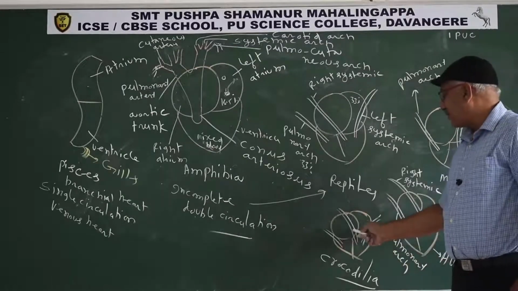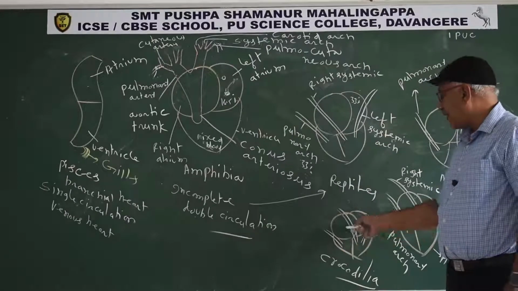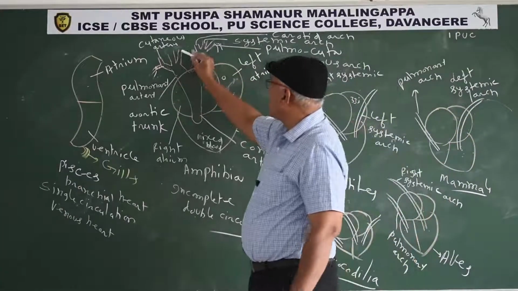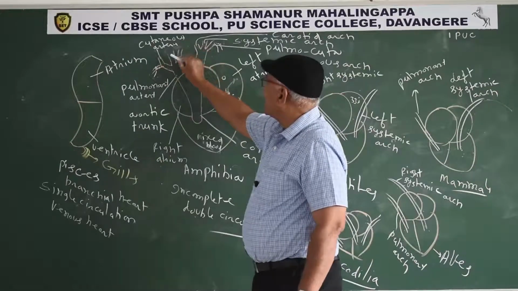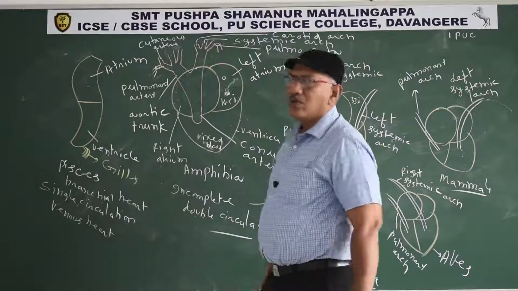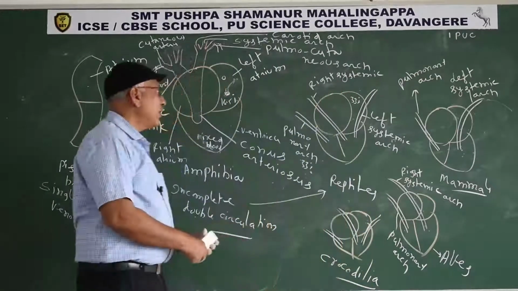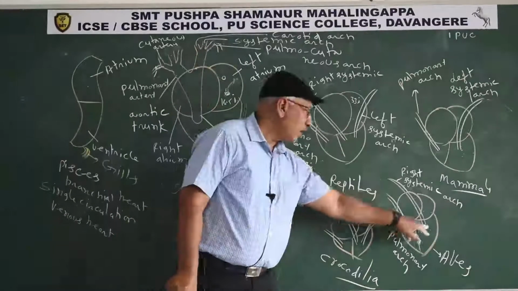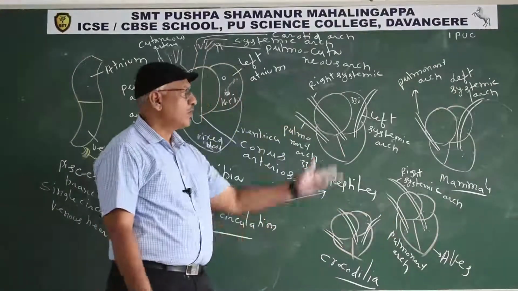In reptiles, three arches are present, pulmonary and two systemic arches. In amphibia, six arches are present: a pair of carotid arches, a pair of systemic arches, and a pair of pulmocutaneous arches. So the number of arches in amphibia is six, in reptilia three arches, and in Aves and mammals, two.